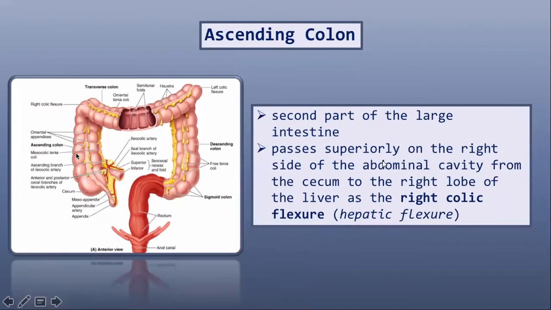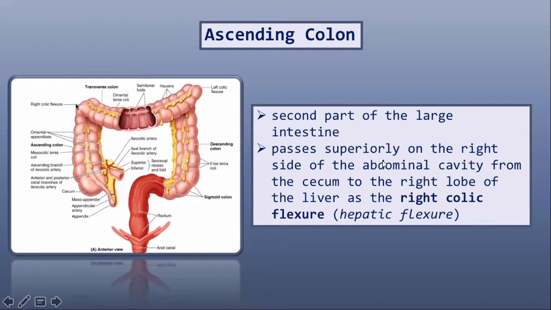So the ascending colon, that would be the second part of the large intestine. Obviously, you can see it is less wide than your cecum. It passes superiorly on the right side of the abdominal cavity from the cecum until it reaches this flexure here, the right colic flexure, also called the hepatic flexure. Lateral to that, there is a groove between your adjacent abdominal wall and the lateral aspect of your ascending colon. You call that your paracolic gutter.